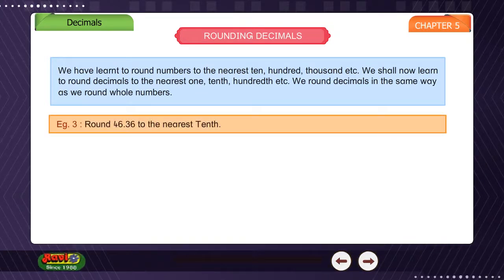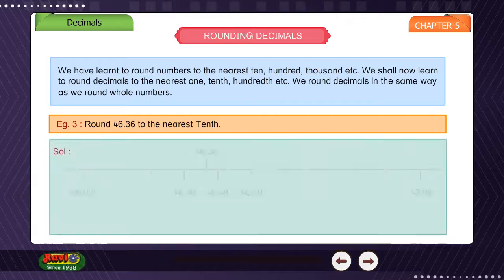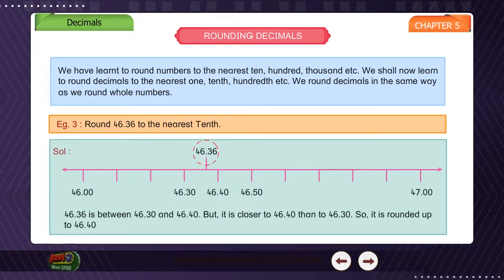Example 3. Round 46.36 to the nearest 10th. Solution. 46.36 is between 46.30 and 46.40, but it is closer to 46.40 than to 46.30. So, it is rounded up to 46.40.